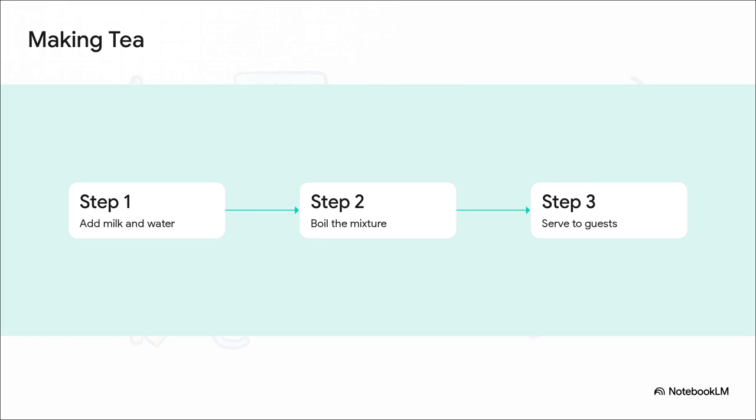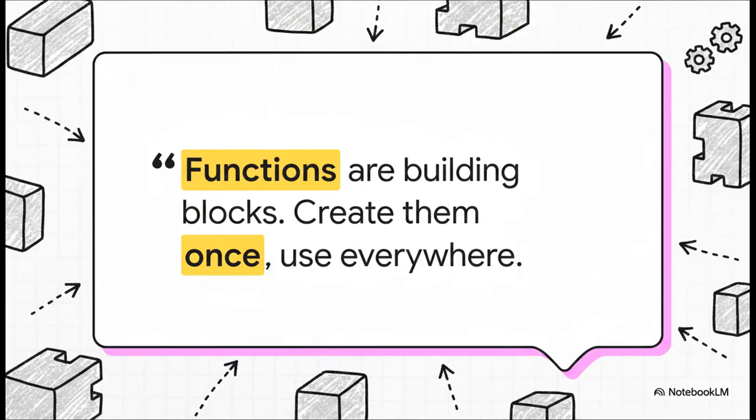But if you wrap those steps inside a def block and name it make tea, you've just created your own custom, user-defined function. Problem solved. And that brings us to this crucial takeaway. Functions are building blocks. Create them once, use them everywhere. It's important to realize that when you define a function, you aren't actually running the code yet. You're just drawing up the blueprint. You're carving out the block. Once it's made, you can drop that exact block anywhere in your code as many times as you want simply by calling its name. It's the ultimate modular approach.